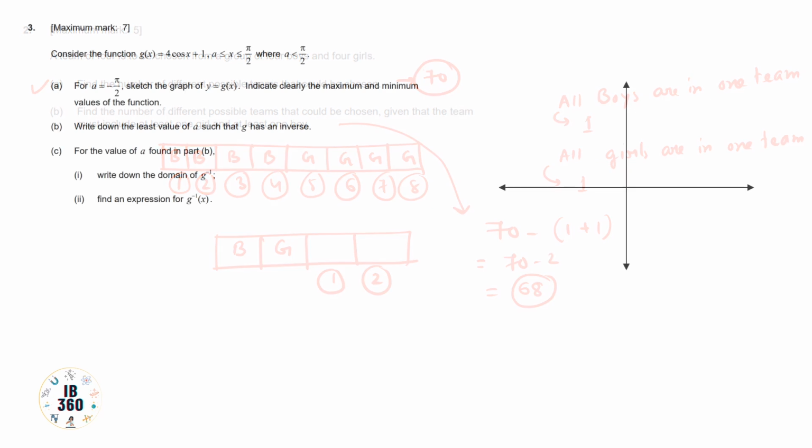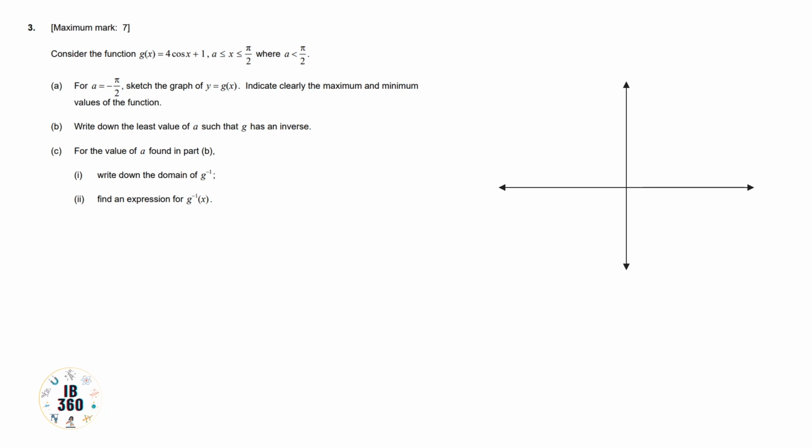Now the third problem is: consider the function g(x) = 4 cos x + 1, for a ≤ x ≤ π/2, where a is less than π/2. The question is, for a = −π/2, sketch the graph of y = g(x). Indicate clearly the maximum and minimum values of the function.